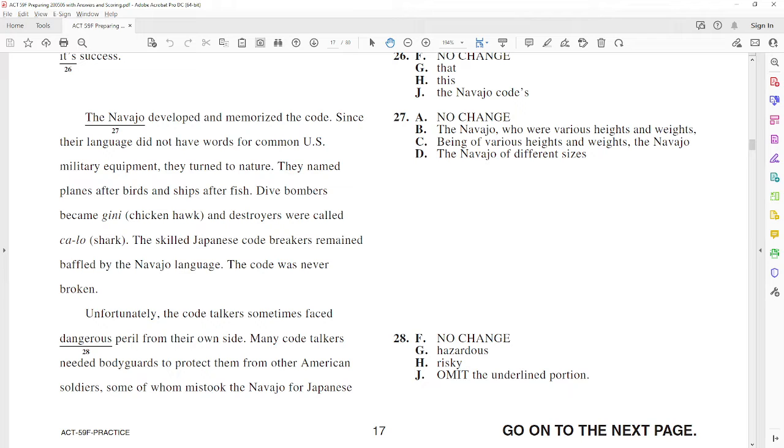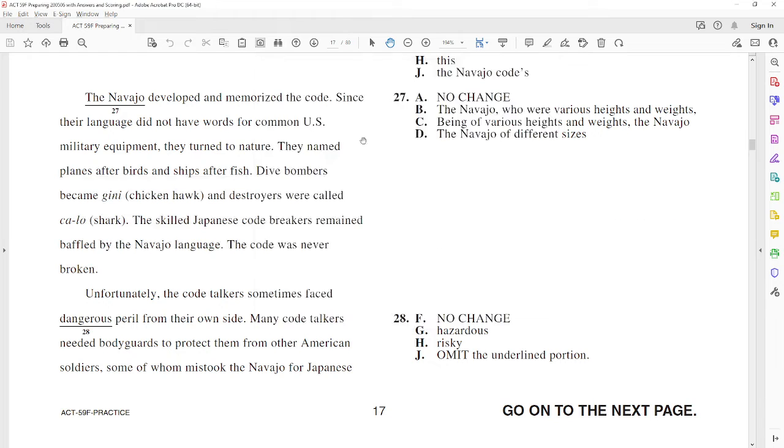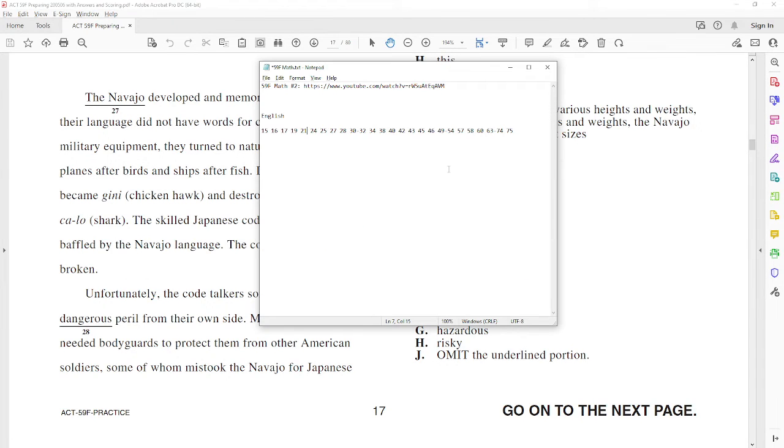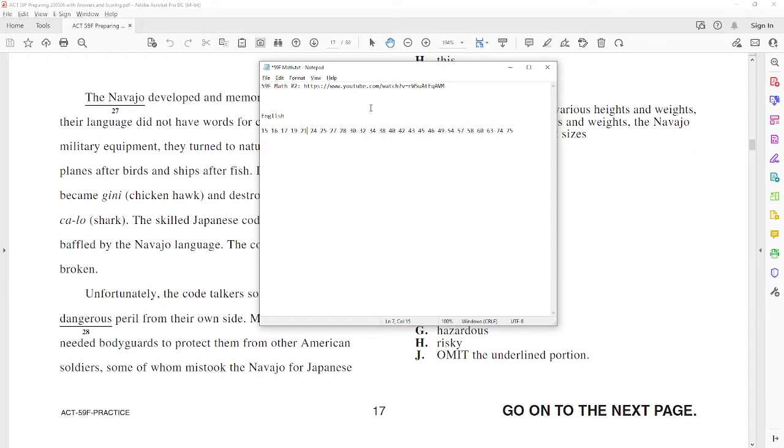So A is correct, which we never would have even seen B, C, or D if we went through and just checked in order of operation like we do. Is there a question? No. Option to delete or omit. If there is, check it first. It's right more than half the time. If not, or if delete or omit doesn't work, then look at what's there. Is it right or wrong? We decided that the Navajo developed and memorized the code is right, so we pick no change.